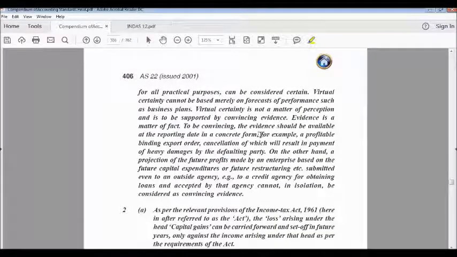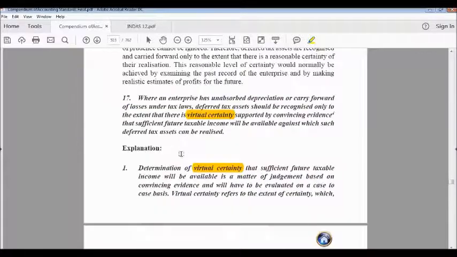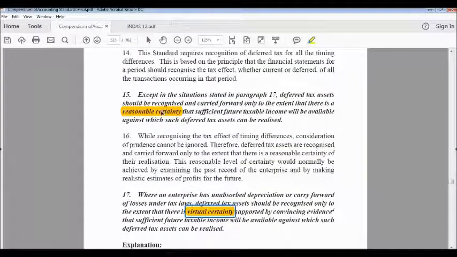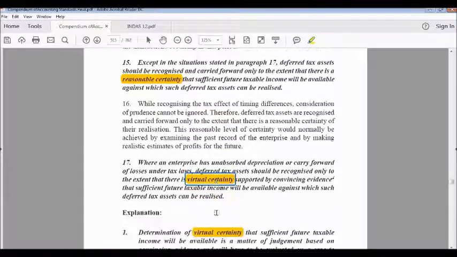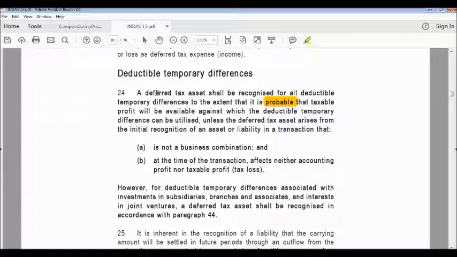There is also an example, like a profitable binding export contract, cancellation of which will result in payment of heavy damages by the defaulting party. So that is a virtual certainty. Reasonable certainty should be there in case of a deferred tax asset, and virtual certainty supported by convincing evidence should be there in case of unabsorbed depreciation or carry forward of losses for which you want to make the deferred tax asset. And now under Ind AS 12 there is no such thing like reasonable certainty or virtual certainty.